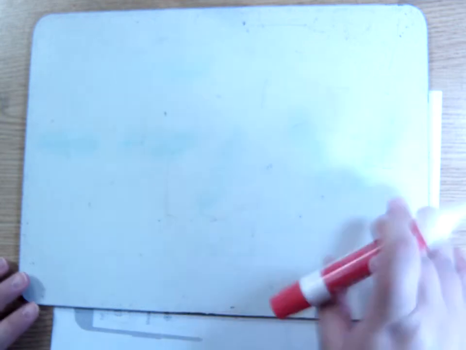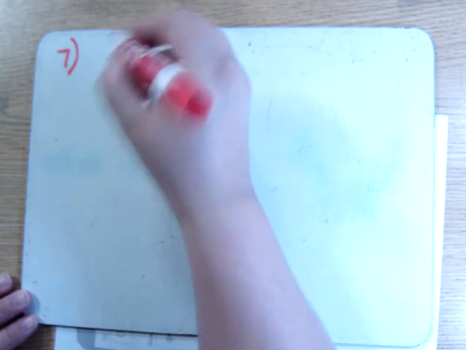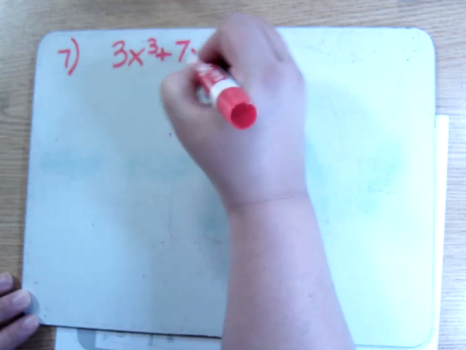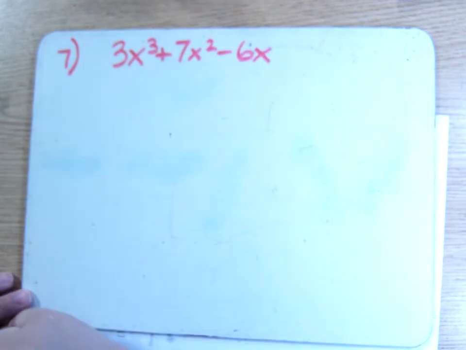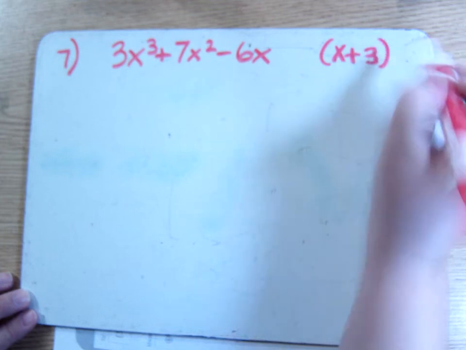Okay, so on number 7, 8, 9, 10, we're going to start out with synthetic division because we start out knowing one factor and we're asked to find all the rest. So we're starting out on number 7 with 3x cubed plus 7x squared minus 6x. Okay, and I'm told that x plus 3 is a factor, and I'm supposed to be factoring fully.